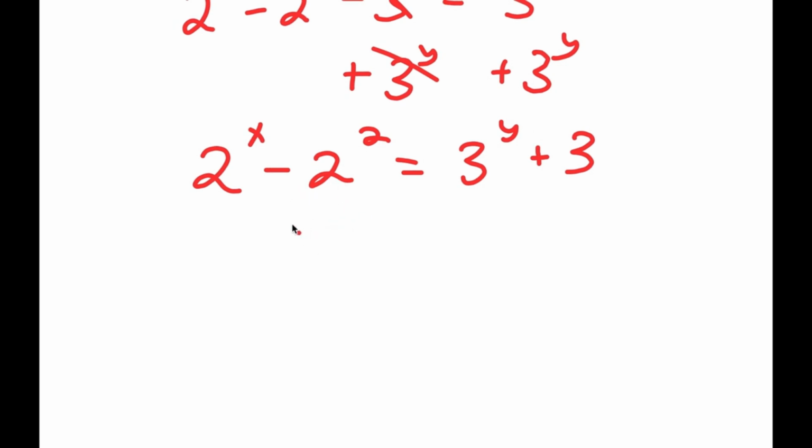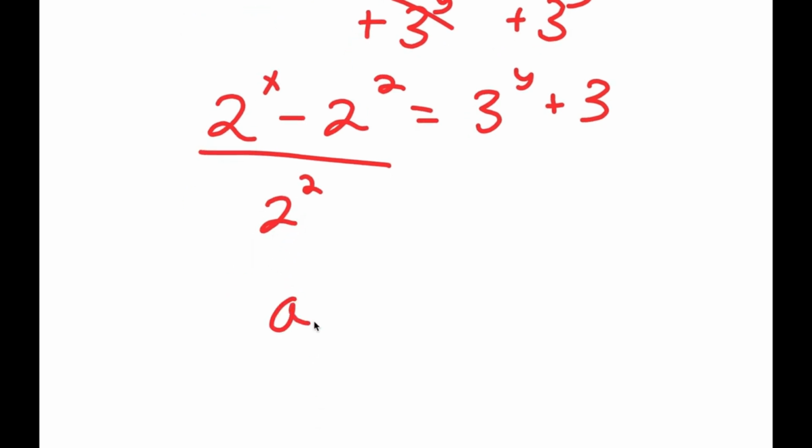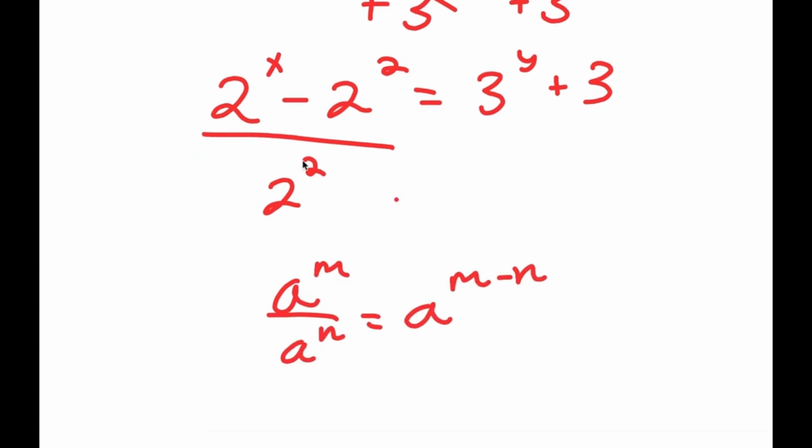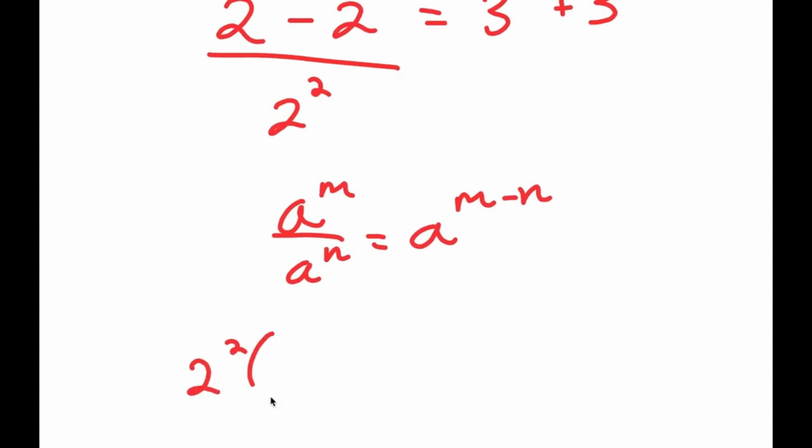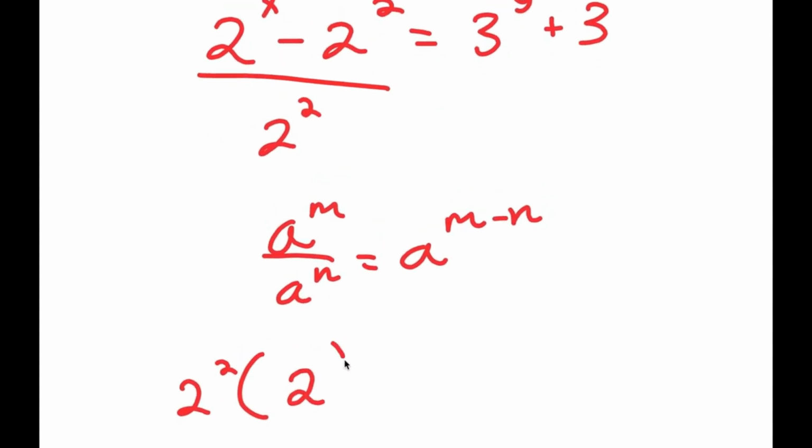Now, for my left-hand side, I'm going to factor out 2 squared. So, actually, instead, I should say I'm going to divide by 2 squared. So, 2 to the power of x divided by 2 squared is equal to, well, if I have something in the form a to the power of m over a to the power of n, this is equal to a to the power of m minus n. So that's the same thing as 2 to the power of x minus 2. And then I have this minus 2 squared divided by 2 squared is 1.